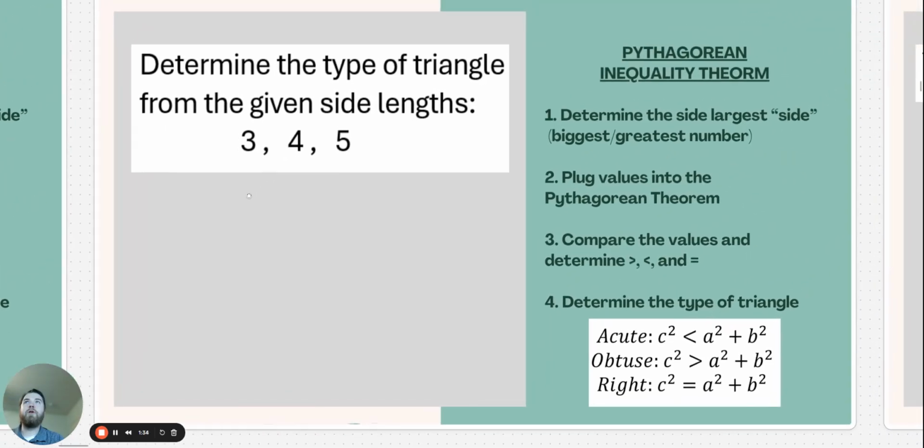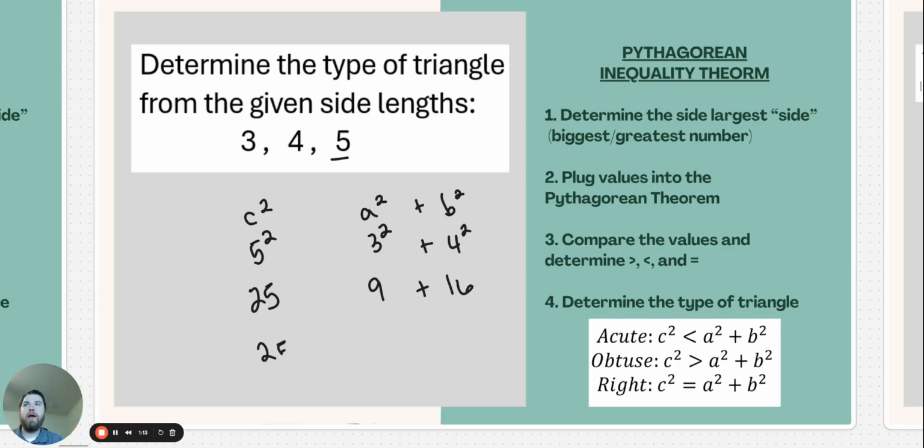All right. Next one, 3, 4, 5. Again, first determine the largest side. That's 5. So c squared, a squared plus b squared. Then we plug the values in. We get 5 squared, which is 25. We get 3 squared, which is 9, and 4 squared, which is 16. When I add 9 and 16 together, I get 25. So those are equal to each other, which means this is going to be a right triangle. And 3, 4, 5 is what's called a Pythagorean triple, because it has nice, perfectly square sides.